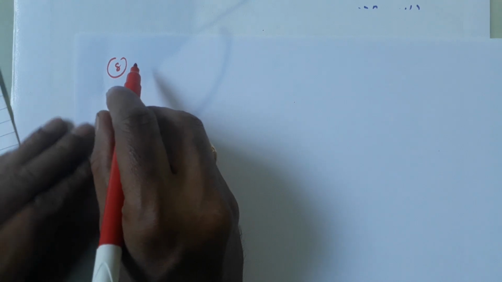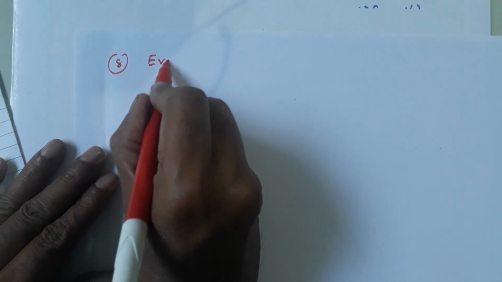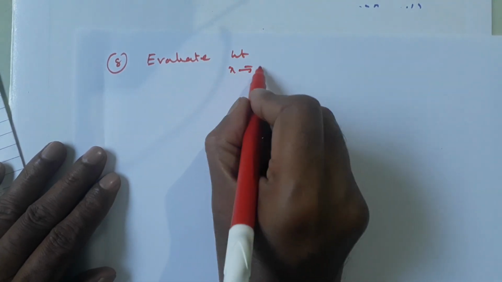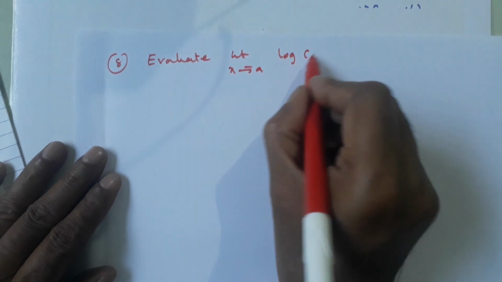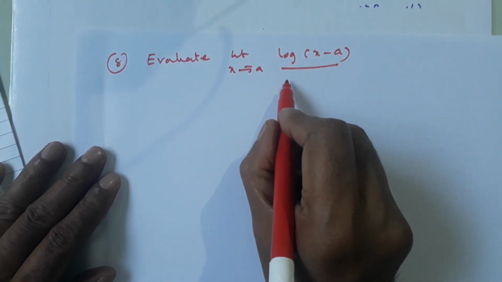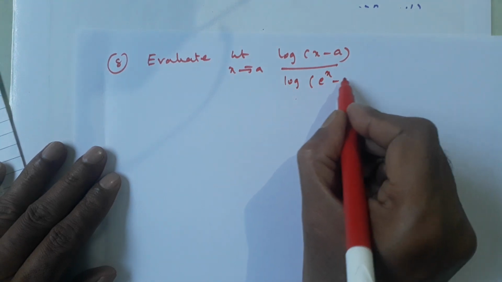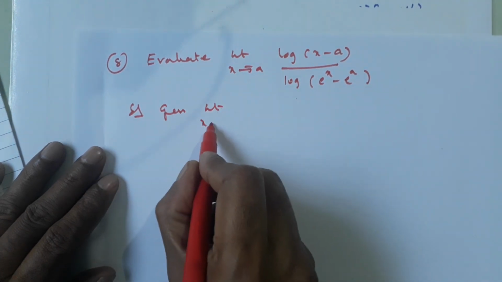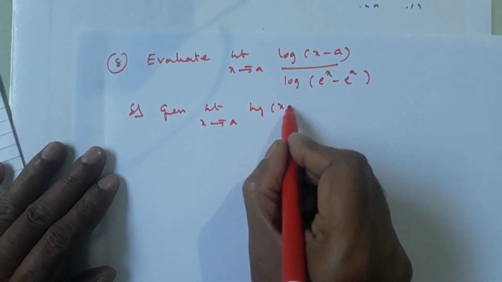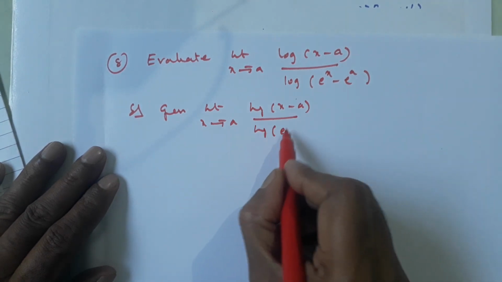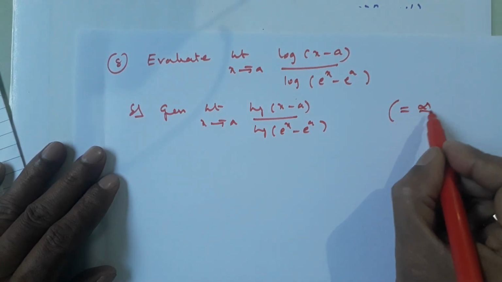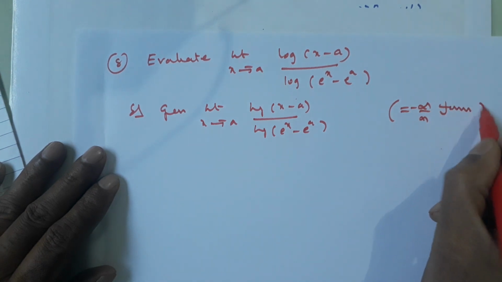Right, eighth problem. Evaluate limit x tends to a of log of x minus a divided by log of e power x minus e power a. Solution: given limit x tends to a of log of x minus a divided by log of e power x minus e power a, it is of infinity by infinity form or minus infinity by infinity form.